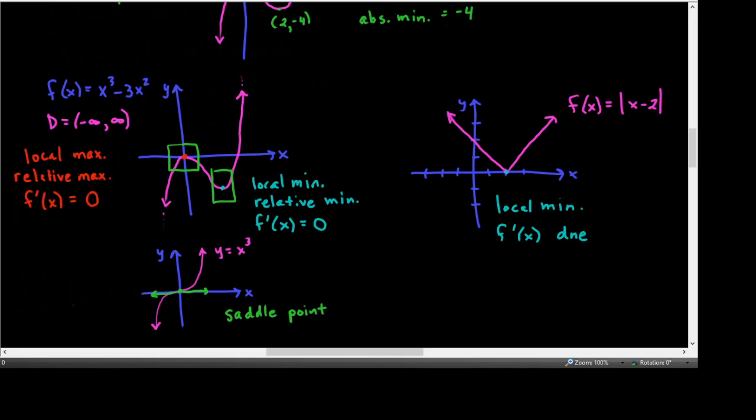So, this gives us two big ideas about what might give us a local min or local max. If the first derivative equals 0, you might have a relative min or max. Or if the first derivative doesn't exist, you might have a local min or max. You may say, well, wait a minute, doesn't that always mean that?